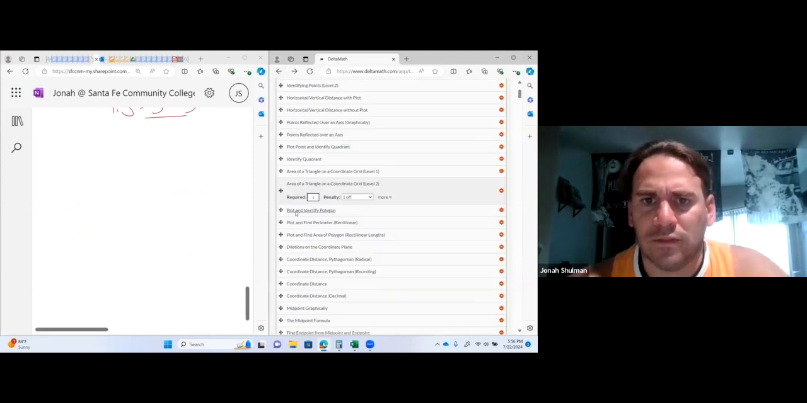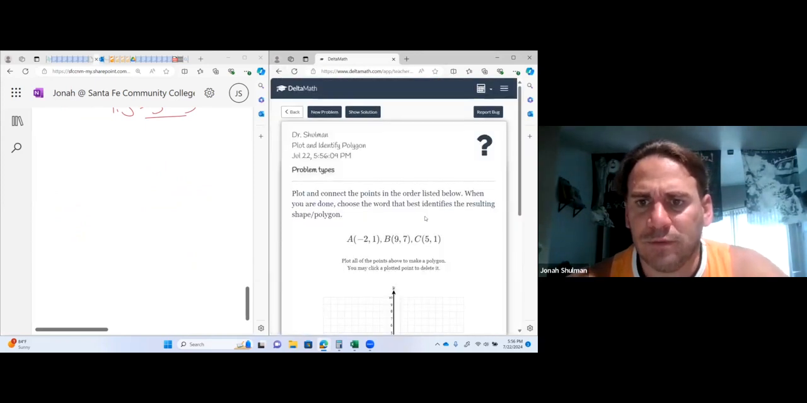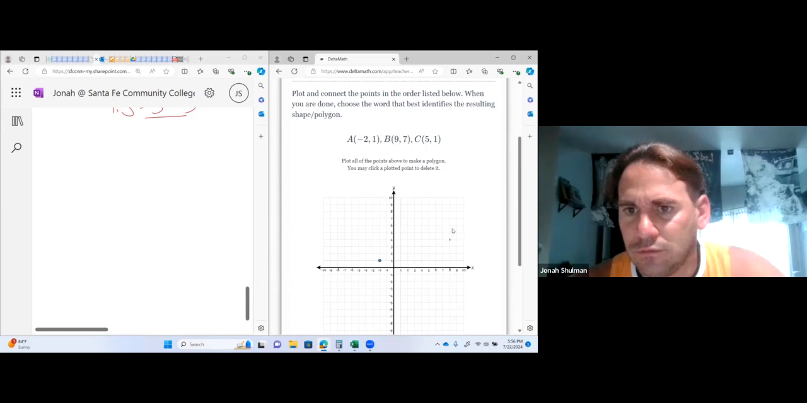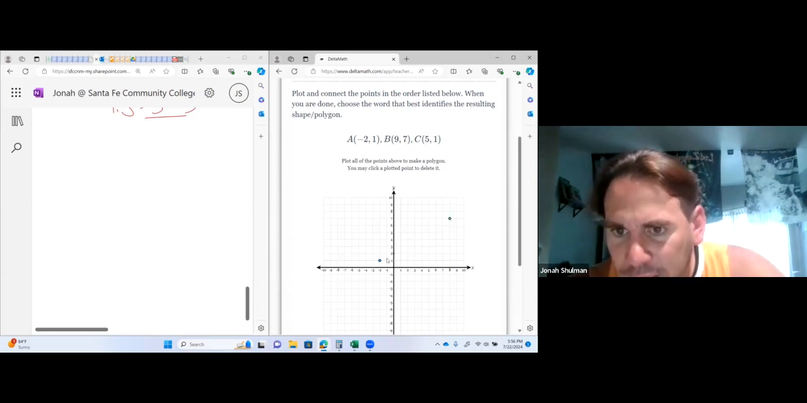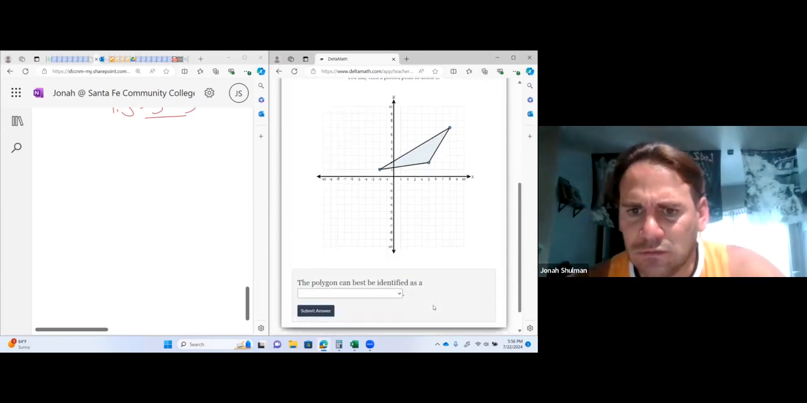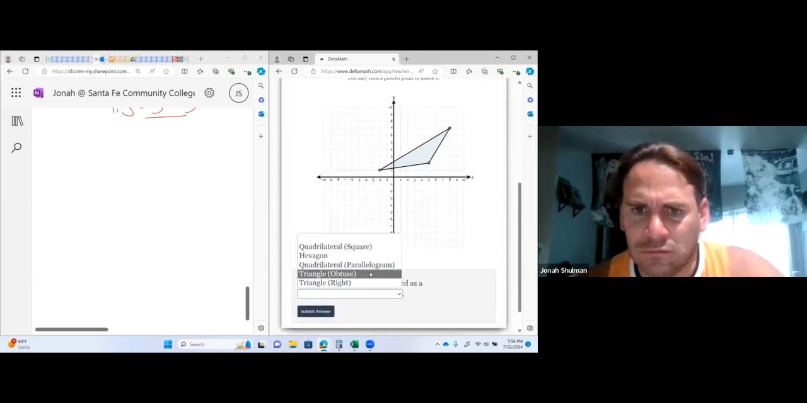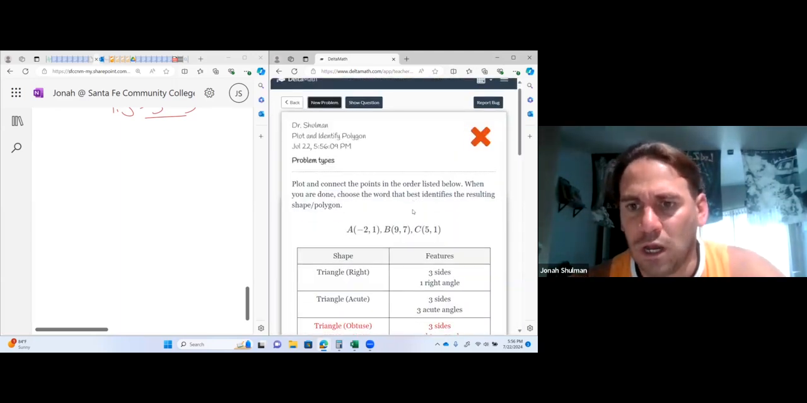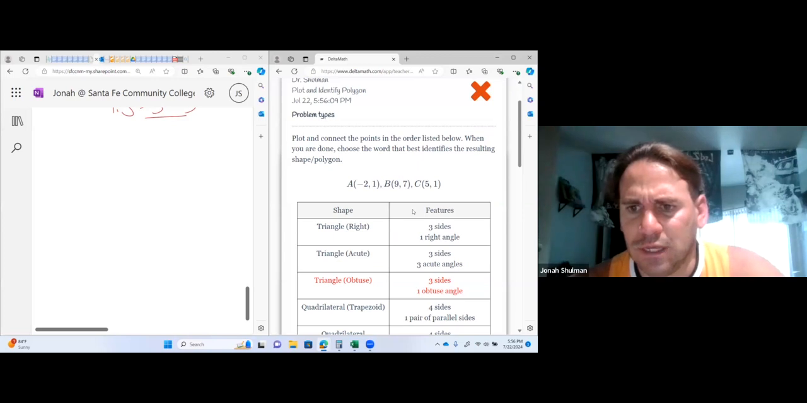All right. So now we get to plot points and identify the polygon. All right, so let's plot these points. I got a -2, 1. I got a 9, 1, 2, 3, 9, 7. I got a 5, 1. Sorry, 5, 1. Just looks like a triangle. It's an obtuse triangle because this is bigger than 90 degrees. That was fun.